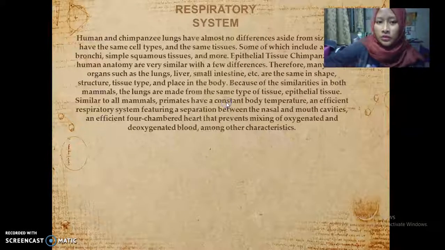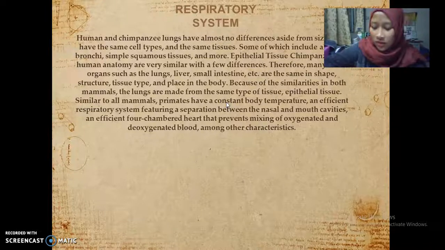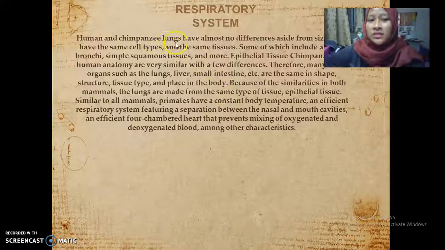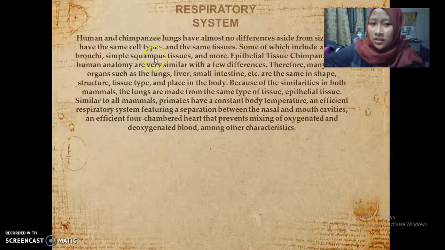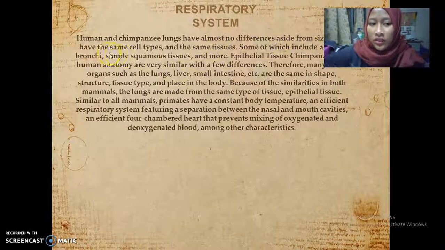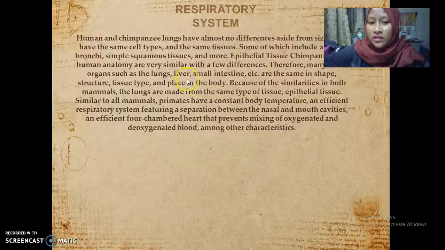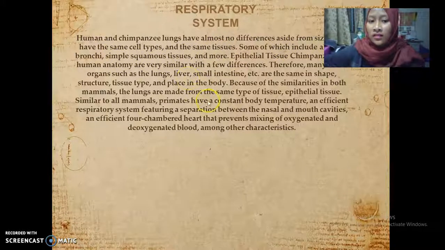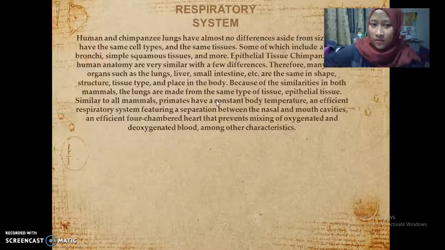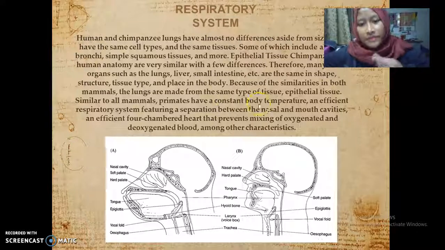Next, we move on to the respiratory system. Basically, the human and chimpanzee lungs have almost no differences aside from size. They have the same cell types and the same tissues, including alveoli, bronchi, and more. They have the same organs such as the lung, liver, small intestine, and many others. Both are similar in both mammals.